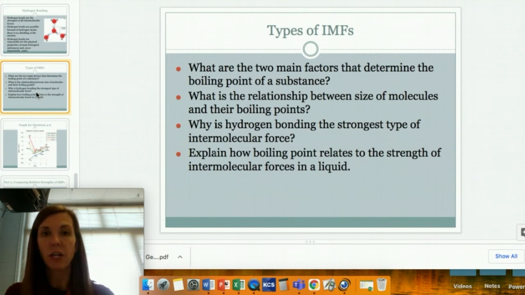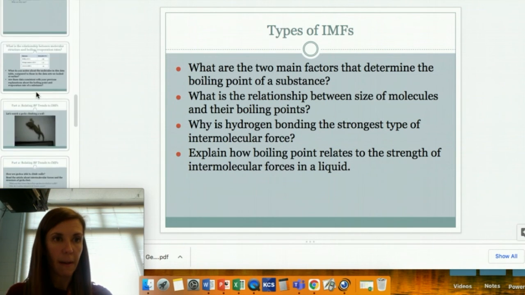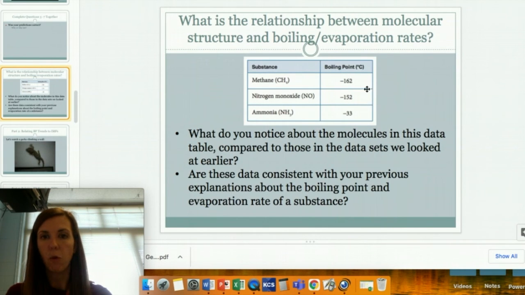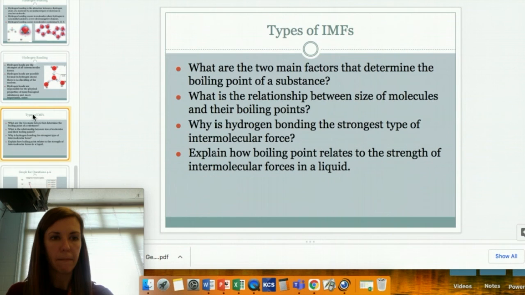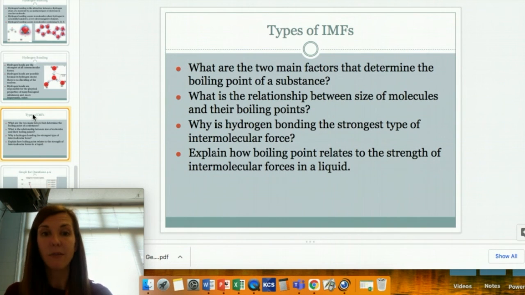So what are two main factors that determine the boiling point of a substance? Think about our first evaporation rate, and let's go back and look at these. What do you notice about these? They're all about the same size, but we have a very different boiling point. Now that you've heard about intermolecular forces, what relationship here allows these molecules to have such different boiling points? What's the relationship between size of molecules and their boiling points? And why is hydrogen bonding the strongest type of intermolecular force? I want you to be able to explain how boiling point relates to the strength of the intermolecular forces in a liquid. So thinking about those alcohols.